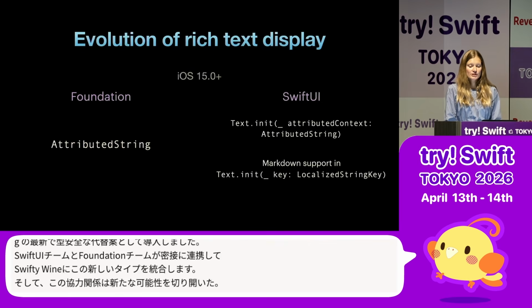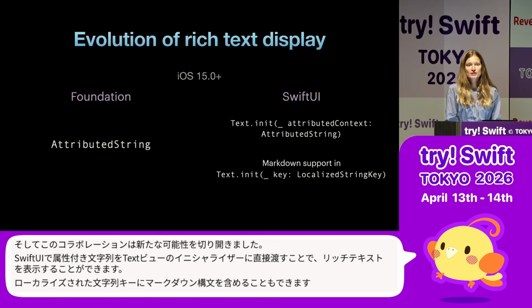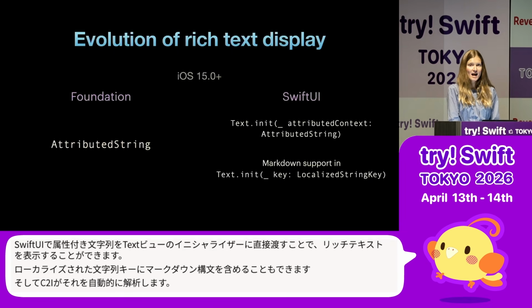We can display rich text in SwiftUI by passing an attributed string directly to a text view initializer. We can also include markdown syntax in a localized string key, and SwiftUI will parse it automatically. I actually implemented these APIs in SwiftUI, so I'm excited to share some details about how they work and how they came to life.